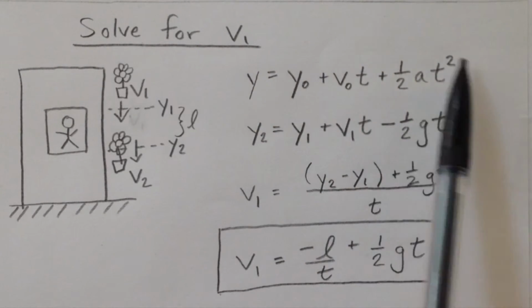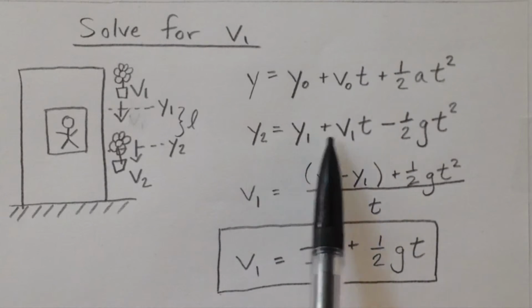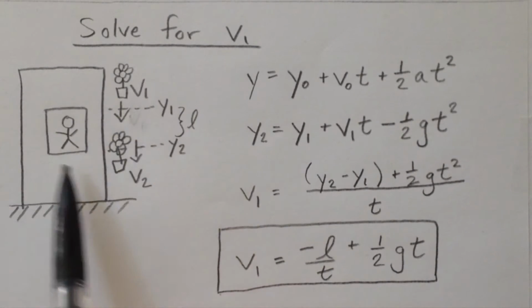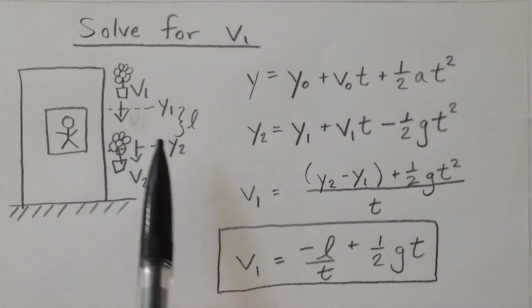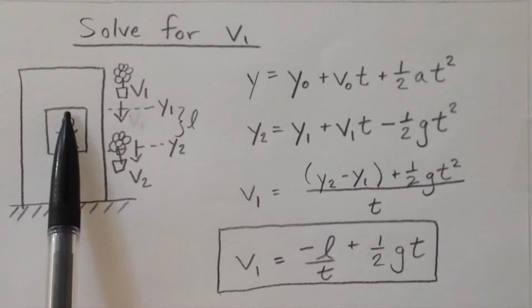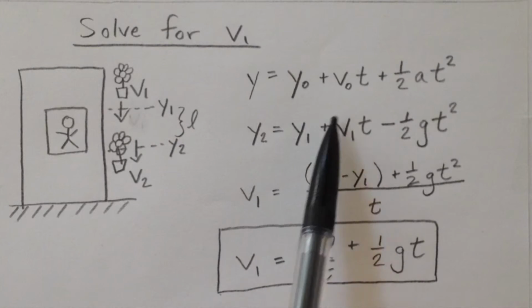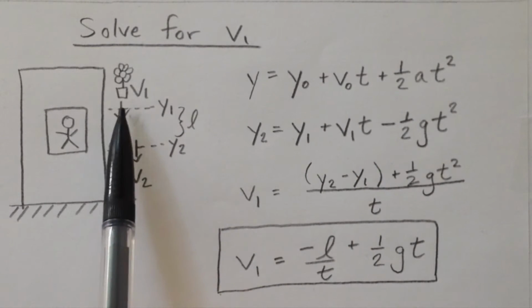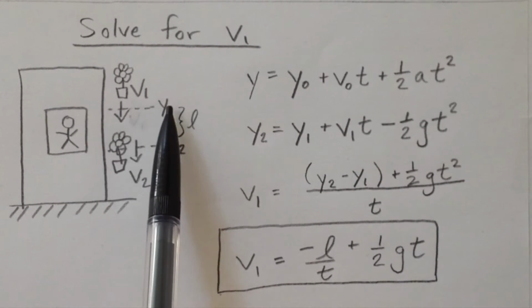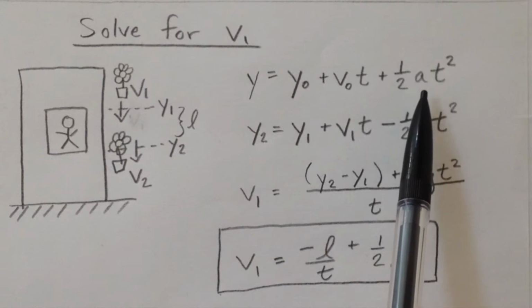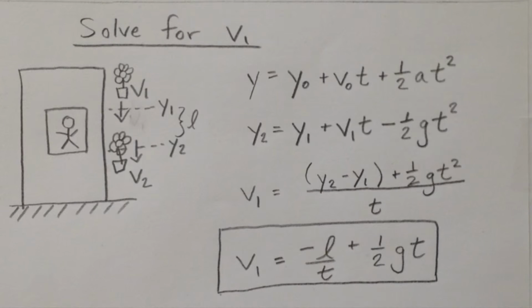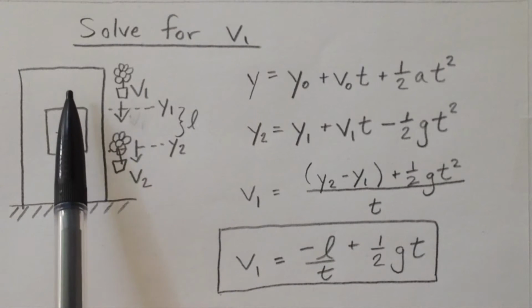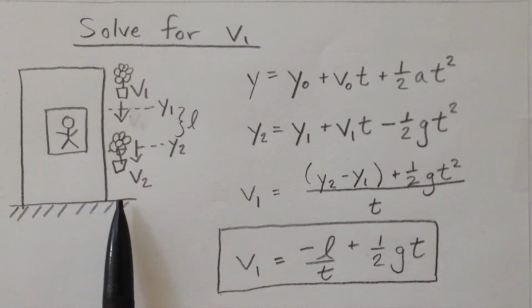take our general kinematic equation and substitute in the variables, which we define in this picture here. y2 is the height of the bottom of the window, y1 is the height of the top of the window, v1 is the velocity of the flower pot as it passes through this height y1, and the acceleration experienced by the flower pot is equal to negative g because the acceleration is due to gravity and we're using the standard coordinate system where the negative y direction is down.